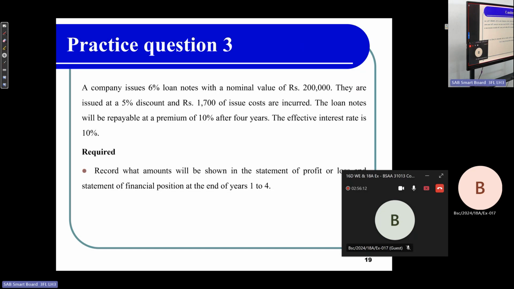Double entry. Then what is the cash outflow in the last year? Therefore what is the cash outflow? Repayable at a premium of 10% after 4 years. We agreed to settle it. The double entry for 220,000: cash credit, financial liability debit.